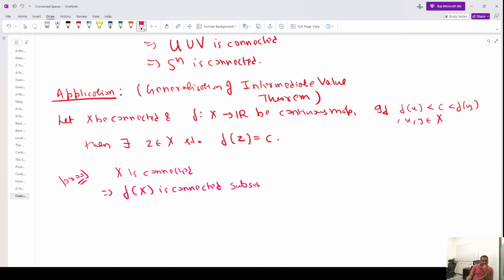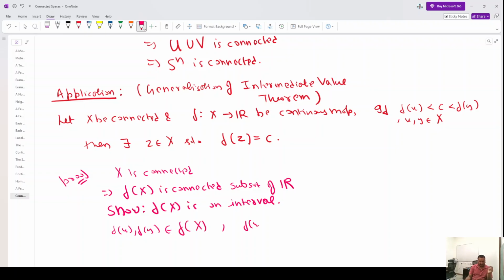So if f(X) is an interval and c belongs to, then so f(X) is an interval. What is the definition of an interval? If any two points belong there and there is any other point which lies between them, this implies c should also belong to f(X). That's all. So this is again an exercise.